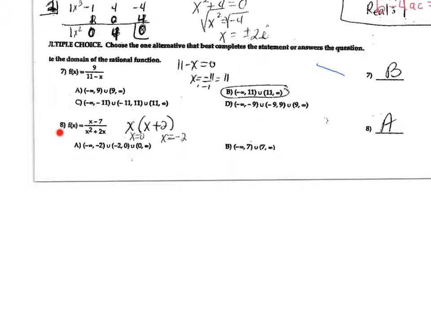And number 8, again, 50% chance. But where's the work? The work is this here. You factored out x(x plus 2), x is equal to 0, x is equal to negative 2. You have your work. You're going to say it cannot be 0, it cannot be negative 2. So it's from negative infinity to negative 2, negative 2 to 0, and 0 to positive infinity, which is A. Okay.